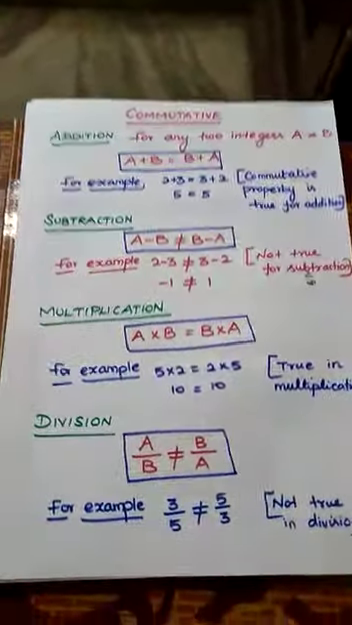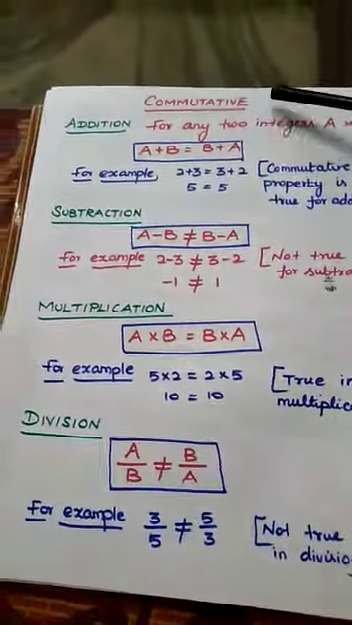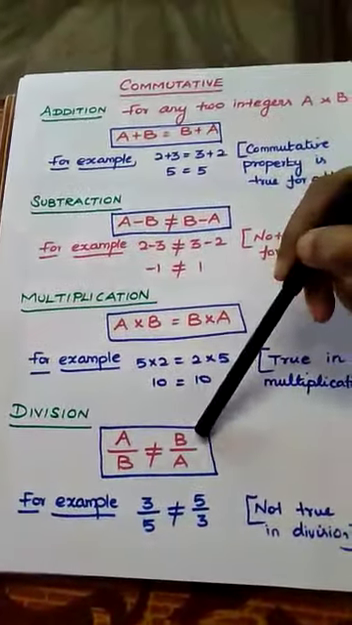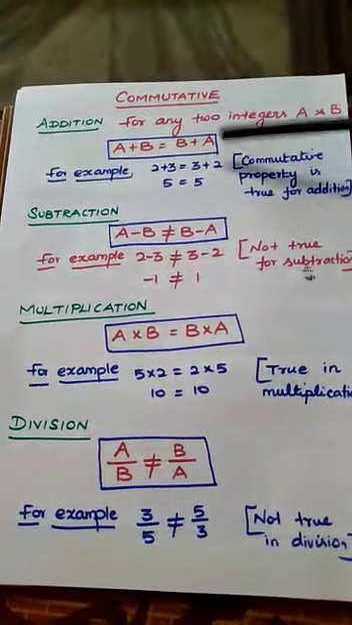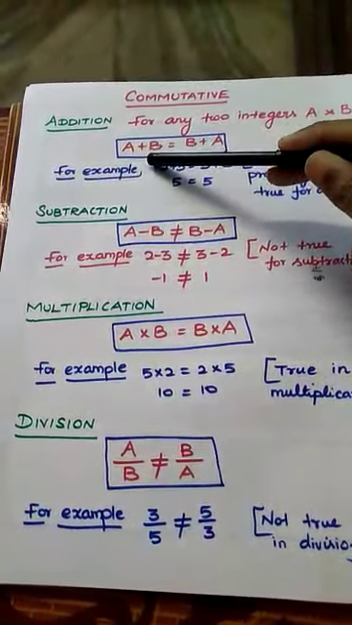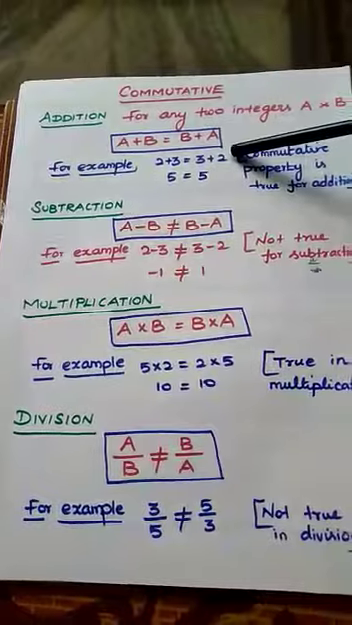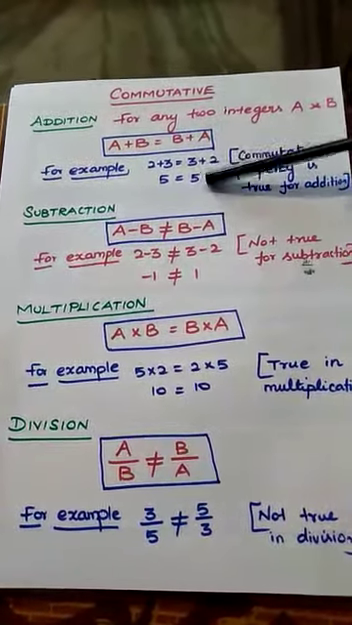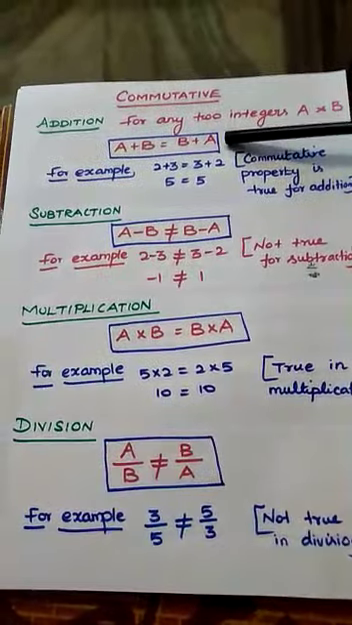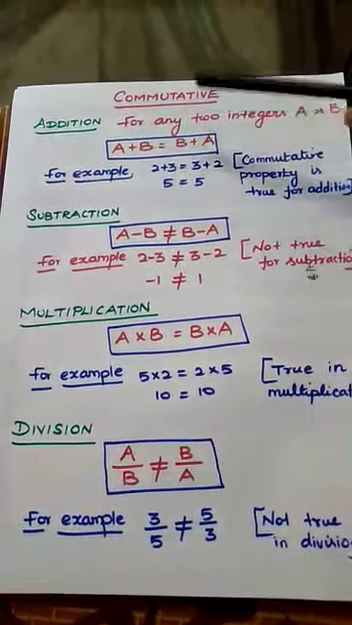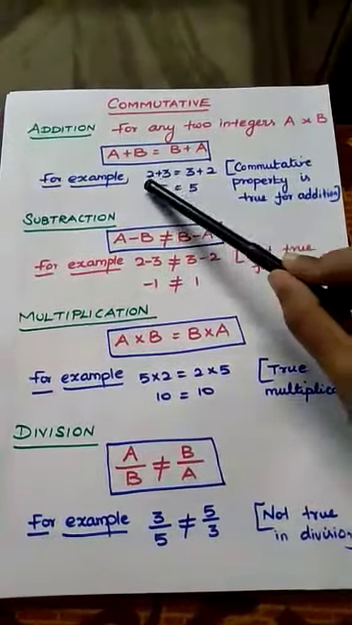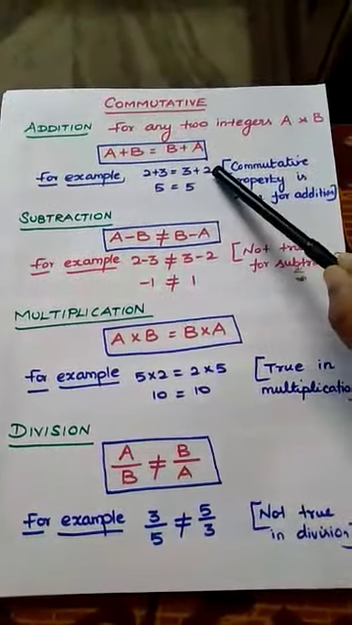Next one, commutative property. The commutative property also we are going to discuss in addition, subtraction, multiplication and division. For the commutative property, we just do the operation on the left hand side and the right hand side. For any two integers a and b, we have to take any two numbers. For that, I just explain using the letters a and b. a plus b is equal to b plus a. Take two numbers 2 and 3. 2 plus 3 is equal to 3 plus 2.